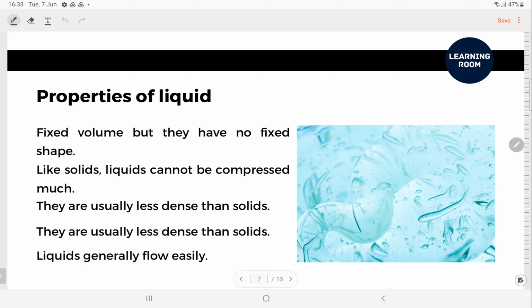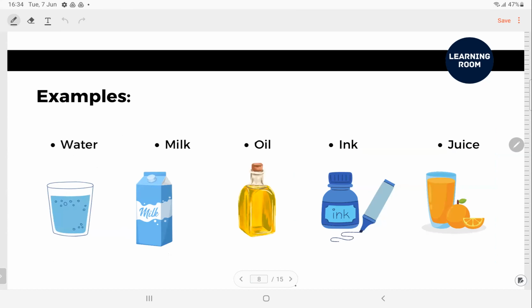Next one, liquid is less dense than solid. How is it less dense? Because of the intermolecular force of attraction, which is less in liquids. And they can flow. Of course, liquids can flow from one place to another. These are all the common examples of liquid. And the third one is gases.